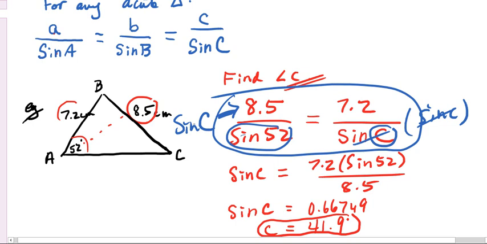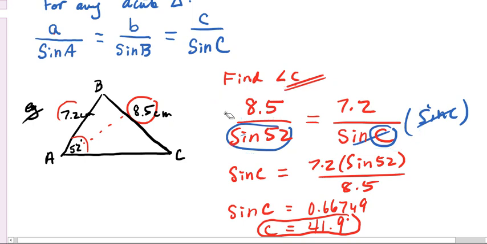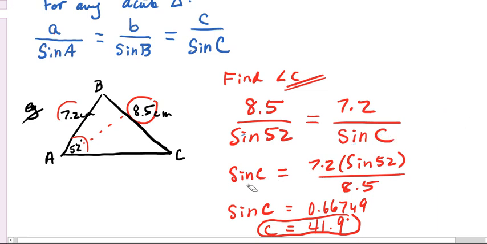Then you want to isolate sine C. 8.5 and sine 52 are multiplied right now, so you want to get rid of that, so you divide. Now, I didn't show all of those little steps, because at this point you probably should know how to do that. If this is an issue for you, you'll have to come talk to me, and I'll give you some extra practice. But in order to manipulate the equation, you should have been able to get sine C by itself.